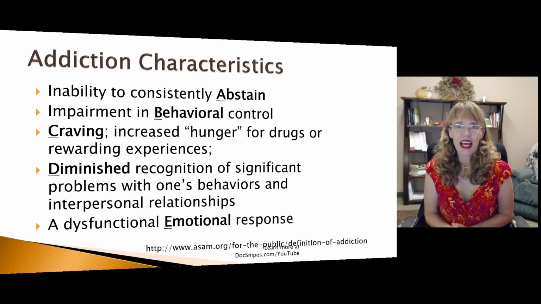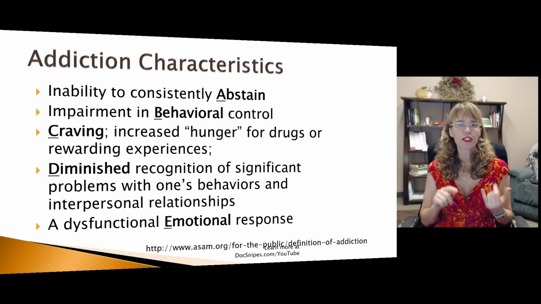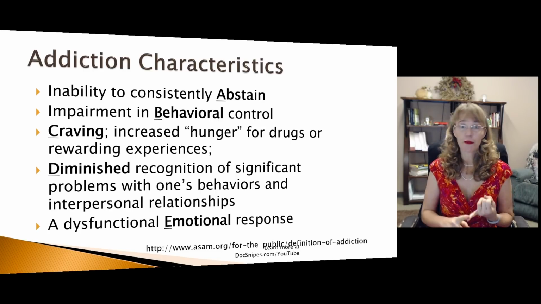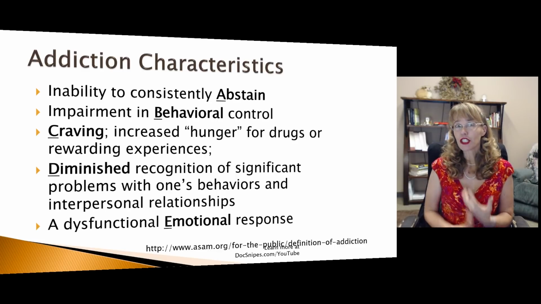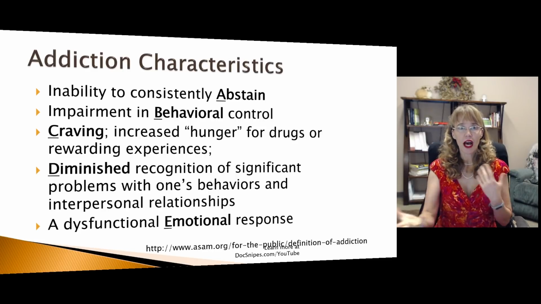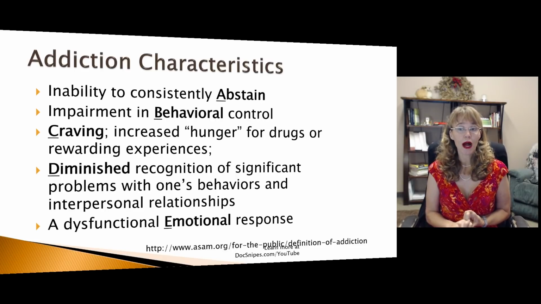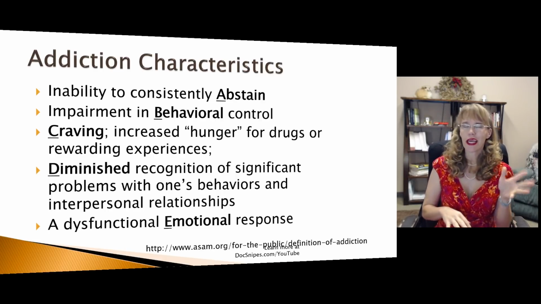According to the ASAM, addiction can be easily characterized by the ABCDEs. A person has an inability to consistently abstain from the activity, chemical, etc. There is impairment in behavioral control. They experience craving, physiological or psychological craving for the substance, person, or activity when they are not able to access it. There's diminished recognition of significant problems with their behavior and in their relationships. And there's a dysfunctional emotional response. So those are the ABCDEs.